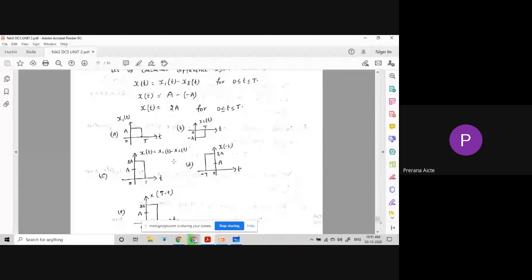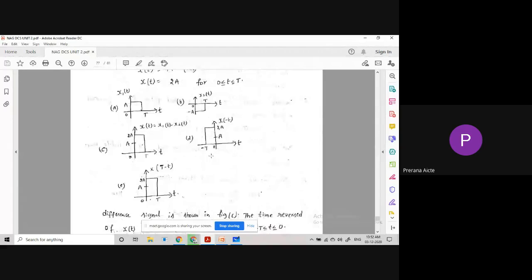Then what is the time reversal of the signal? Time reversal is nothing but simply the folded version of the input signal. We call that the time reversal property. So x of t becomes x of minus t, x of n becomes x of minus n. Simply the folded version of the input signal, we call that the time reversal signal. So the time reversal signal x of minus t is simply folded to this side, from minus T to 0, with amplitude 2a. Then similarly x of T minus t.